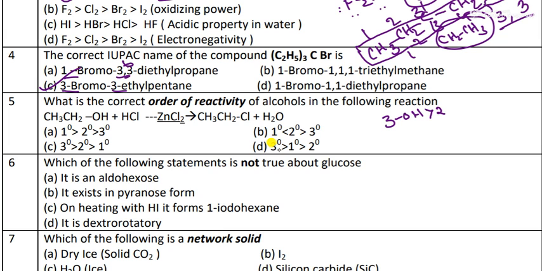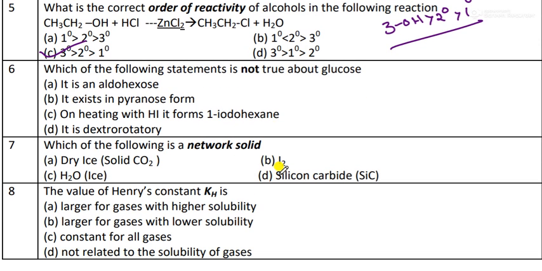Question number 5. What is the correct order of reactivity? Where the Lucas test will apply, the test is for alcohols only. Next one is primary alcohol, next secondary alcohol, next primary alcohols. So the answer is the C option. Always remember, the Lucas test prefers the highly stable carbocation.